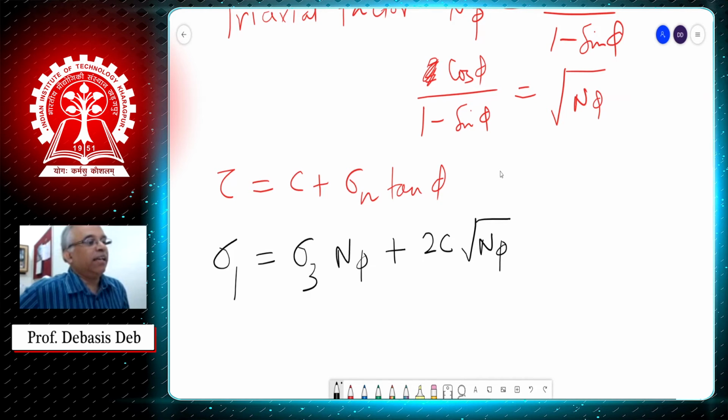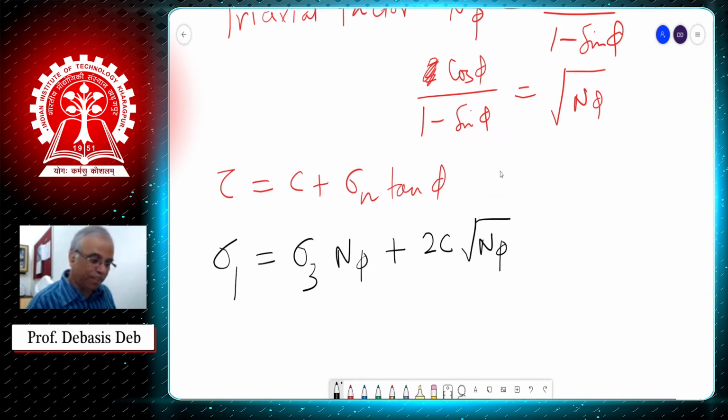Now, provided that C and phi are known, from this we will be able to calculate C and phi. I will also give you a problem to solve. But now we understand the equation not from the mathematics point of view, but from the rock mechanics point of view.